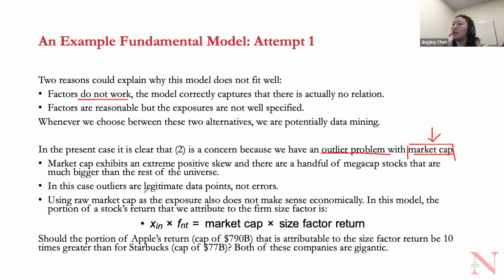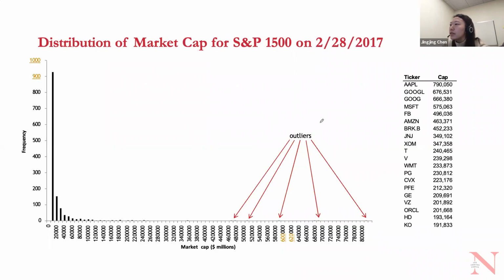Those outliers are not errors, so we cannot exclude them. Excluding them means that we're probably going to exclude Apple, Amazon, Google. But then how do we incorporate them while also not affecting our regression result? Raw market cap does not make sense economically. So when we plot it here, the outliers lie here, and these are very impactful firms. We don't want to exclude them.